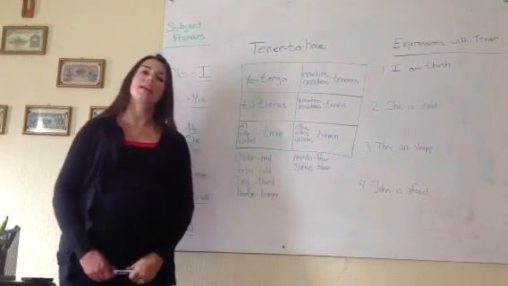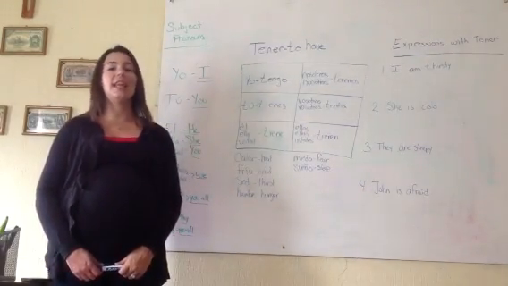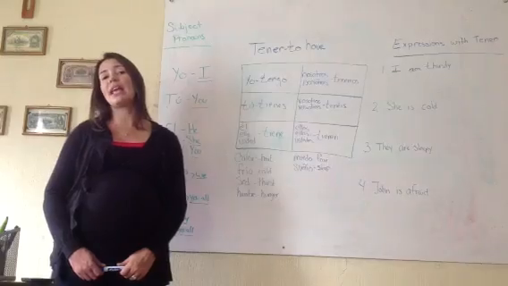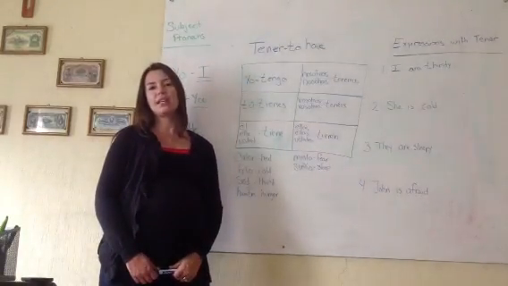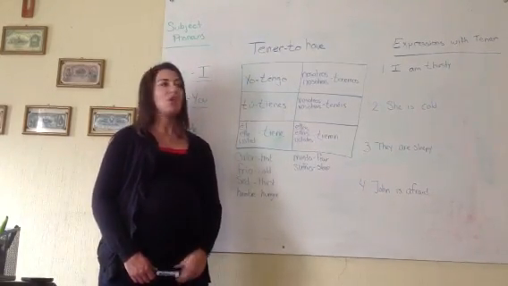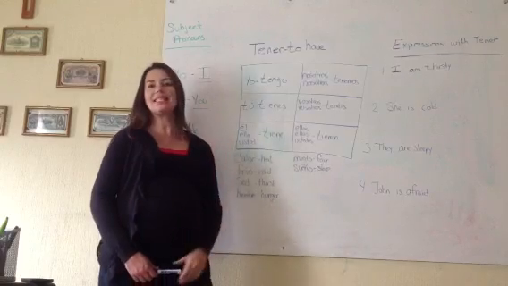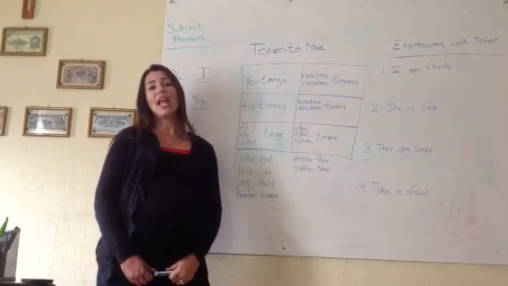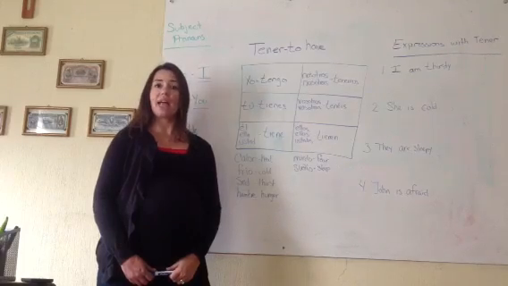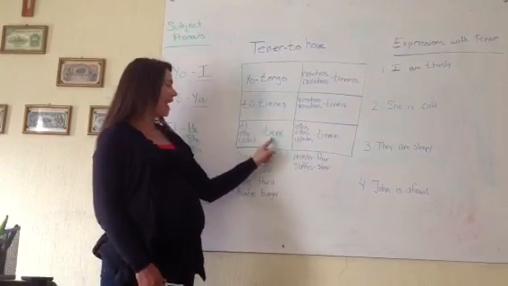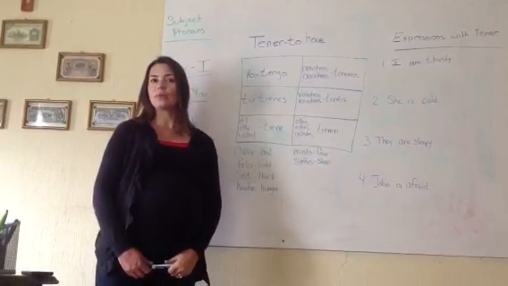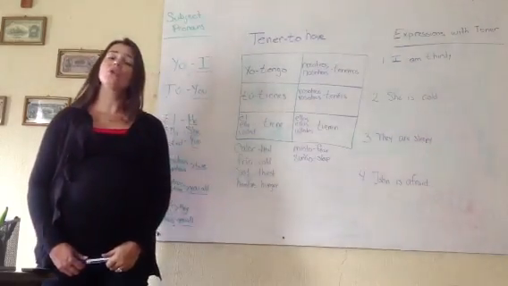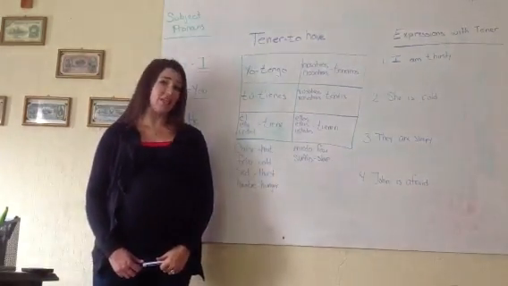You can use tener just like you use have in English. For example, you might say, I have 6 classes at Virginia College. Yo tengo 6 clases. Or you might say, she has 1 child. Ella tiene un hijo. Tener is also used to express someone's age.